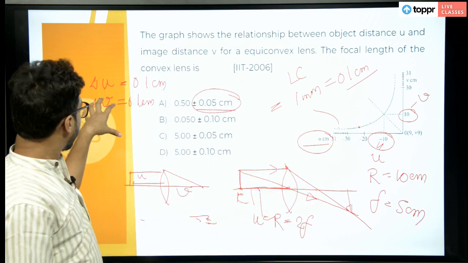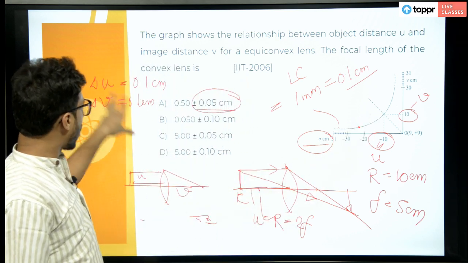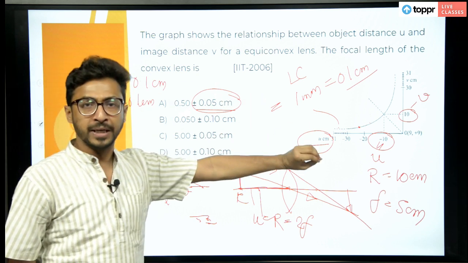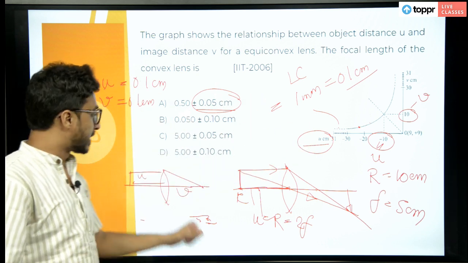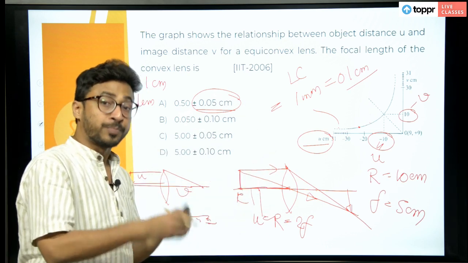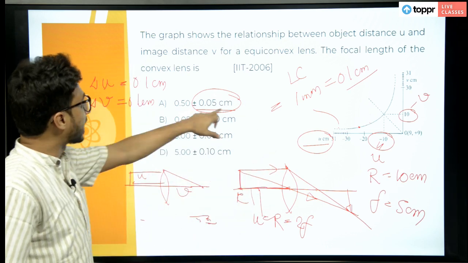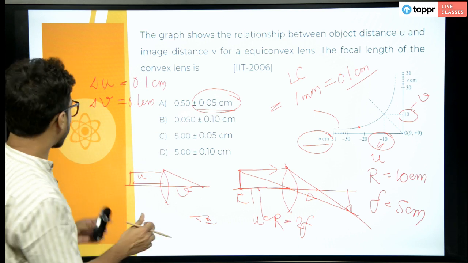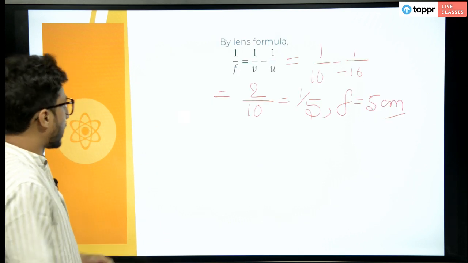So, if there is error incorporated in measuring u and v, then while calculating the focal length, there will be some error in it. We have to find out that error so that we get the final answer, right? So, let us try to find out.